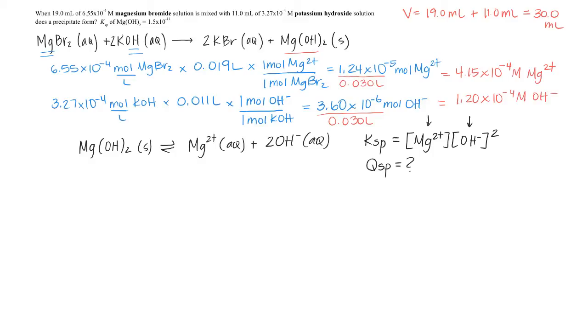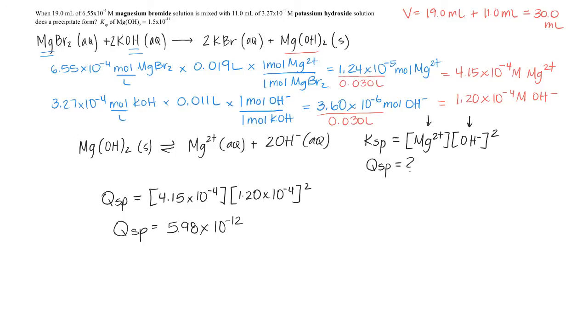Now we're ready to calculate our reaction quotient using the ion concentrations. For magnesium, 4.15 times 10 to the minus 4, and hydroxide, 1.20 times 10 to the minus 4 squared. And Q will equal 5.98 times 10 to the minus 12.